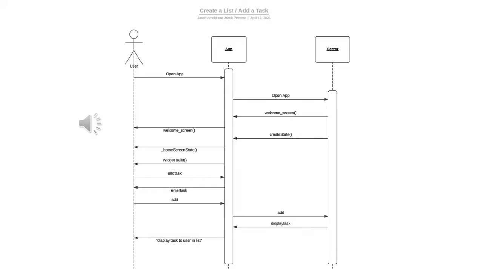This would then move forward with allowing them to select the button to add the task, and that would then prompt them to enter the task, and they would add the text for what that is. And then following that, it would display the task, so add it to the list, and then display that to the user in the list that is shown on the screen.